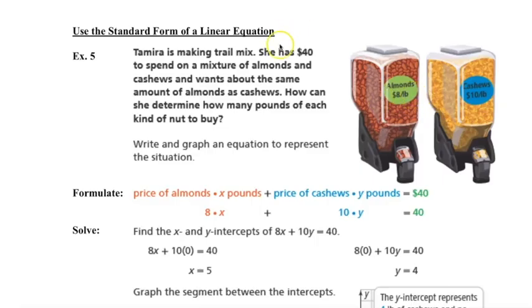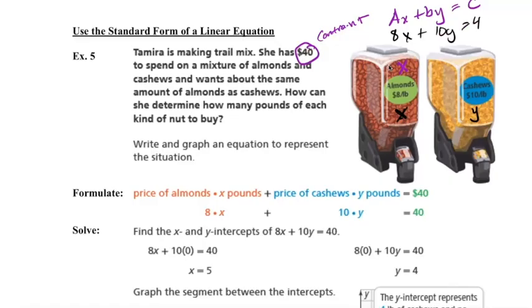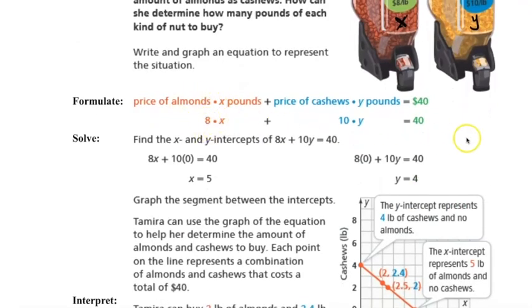If you remember what we did before, this $40 here, that's our constraint. So we're going to write an equation using the standard form. Ax plus by equals c. And c is our constraint. So that's going to be our $40. And what a and b are going to be is the cost of the almonds and cashews. We let one of them be x and one of them be y. Looks like here almonds are x and cashews are y. If I was doing that, it would be 8x plus 10y equals 40. That's why I got this equation here. 8x plus 10y equals 40.